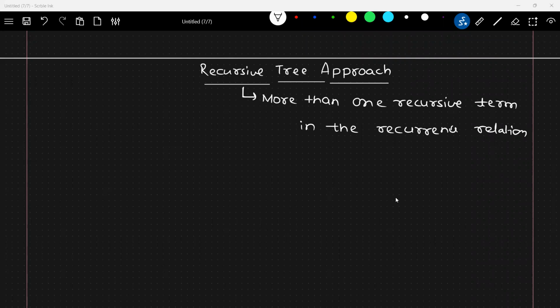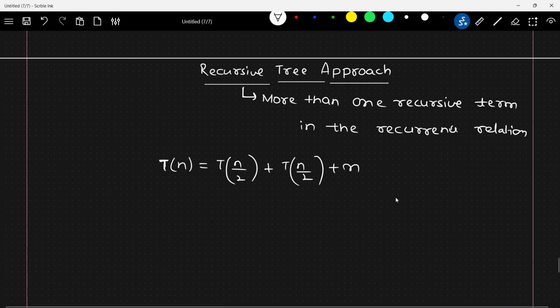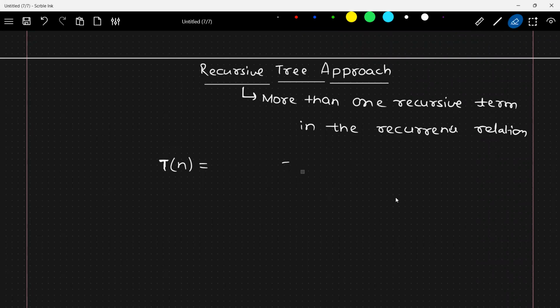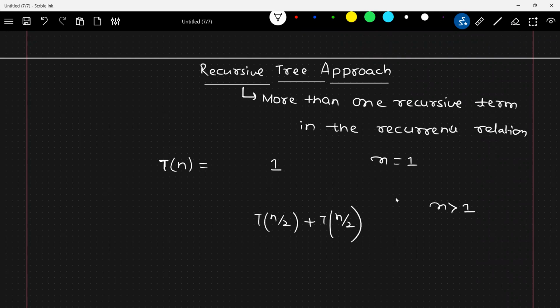For example, here if I am writing T of n equals T of n by 2 plus T of n by 2 plus n. So what is the base case condition? Again, let me write it like that only. I am saying that when the value of n is equal to 1, the answer is 1. When the value of n is greater than 1, T of n by 2 plus T of n by 2 plus n. This is the question that is given to you.